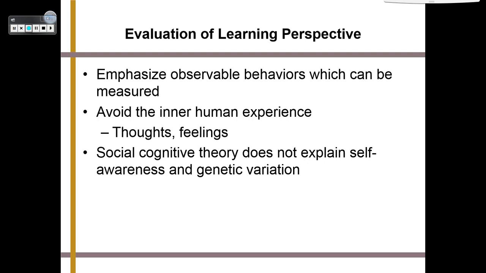So let's evaluate the learning perspective. Well, on the one hand, it does emphasize observable behaviors which can be measured, so it is more scientific. But the problem is that the learning perspective doesn't care about your thoughts or your feelings, and so it avoids the inner human experience. Social cognitive theory also does not explain self-awareness or account for things like genetic variation.